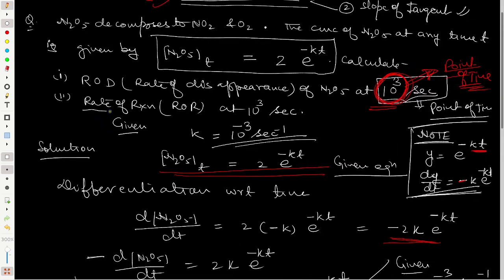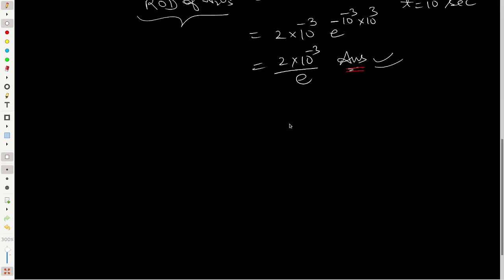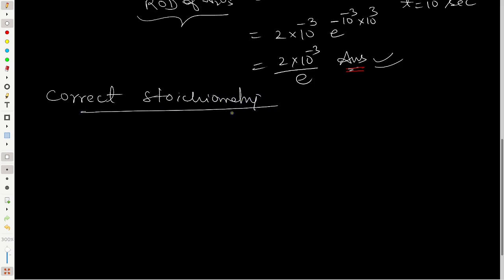Another question was the rate of reaction at 10 to the power minus 3 second. Here, for the rate of reaction, we have to write the correct stoichiometry. We can say 2N2O5 gives 4NO2 plus O2. This is a possible stoichiometry. The second possible stoichiometry is N2O5 gives 2NO2 plus half O2.